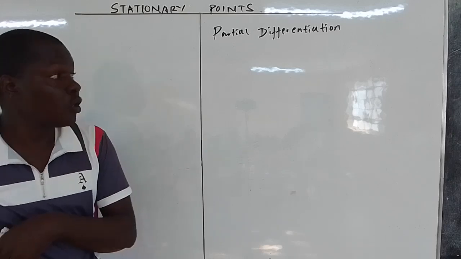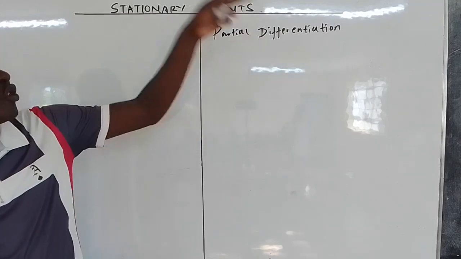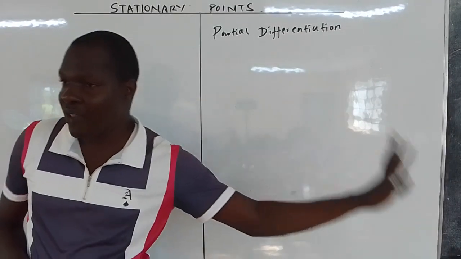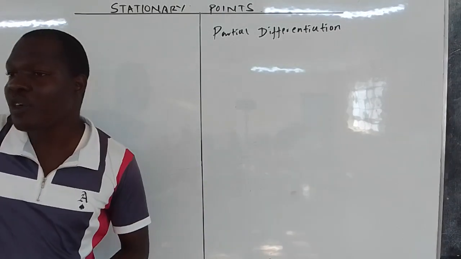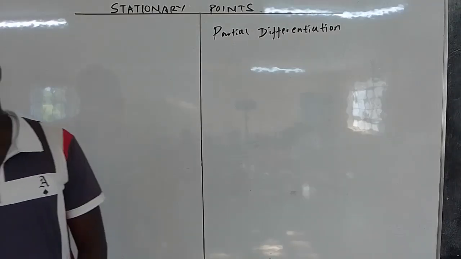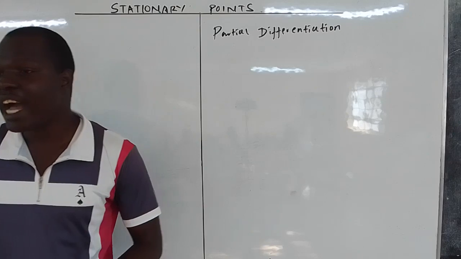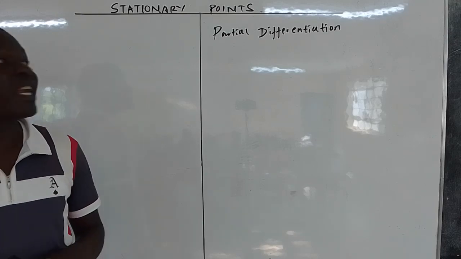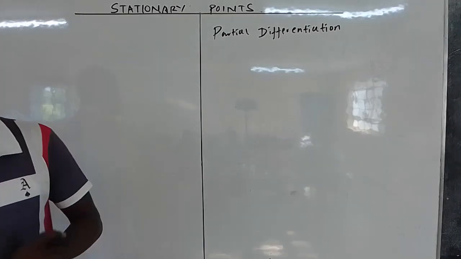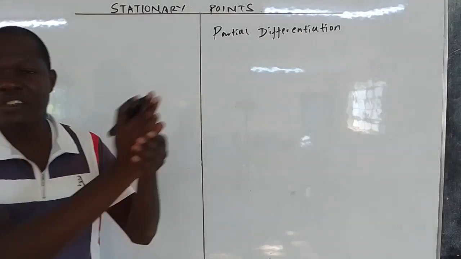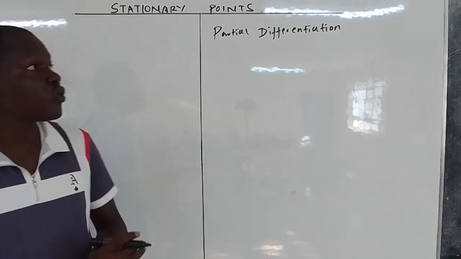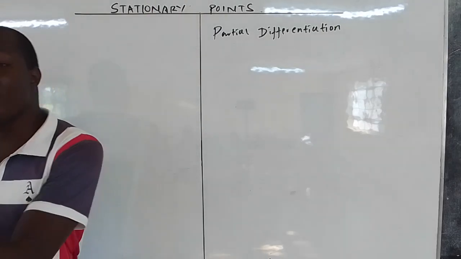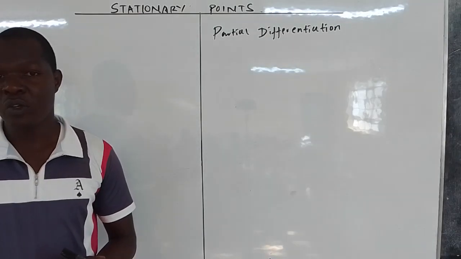To find the stationary point, we are going to employ two different methods. One is the method of the Hessian matrix, and the other is the method of the discriminant. Then we see the relationship between the discriminant and the determinant of the Hessian matrix, so that you can see which method you feel comfortable with to define the nature of a stationary point. Are you comfortable using the determinant of the Hessian matrix, or the principal minors, or the discriminant?